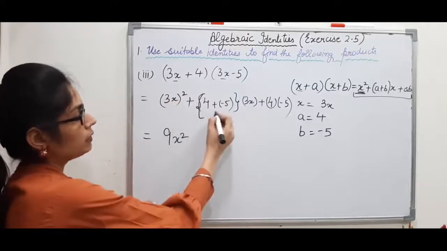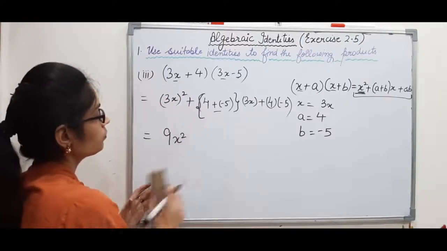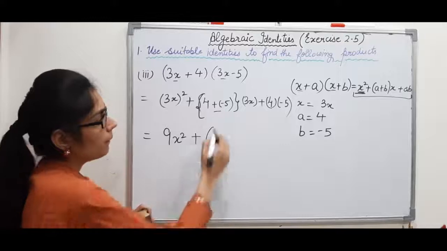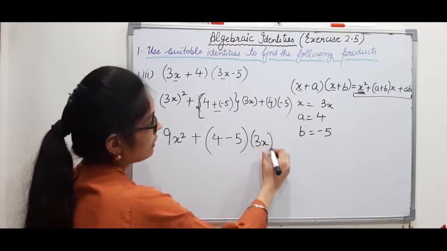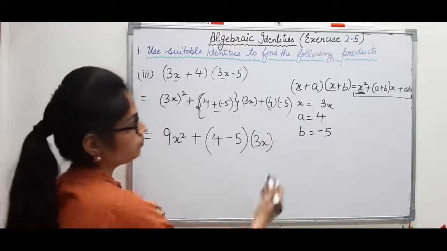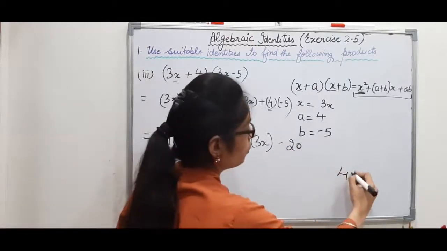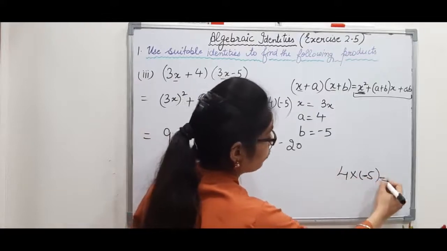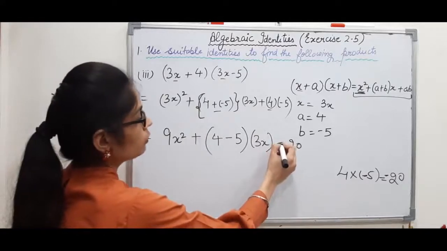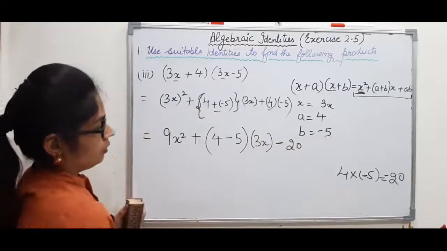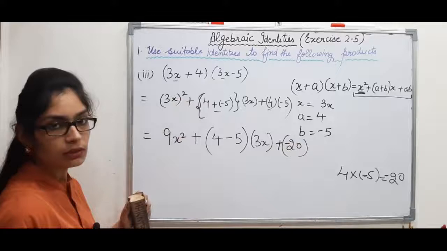4 minus 5, plus minus, first of all we will change into a single sign. So 4 plus minus 5, into 3x, we will write as it is, and 4 into minus 5. So it is equal to minus 20, because 4 into minus 5, whenever one minus sign is there, the answer also has a minus sign. Just write this plus also, and in brackets write minus 20. Afterwards we'll change the sign.